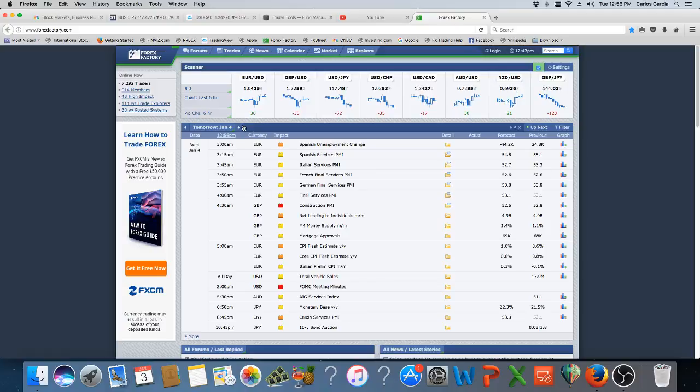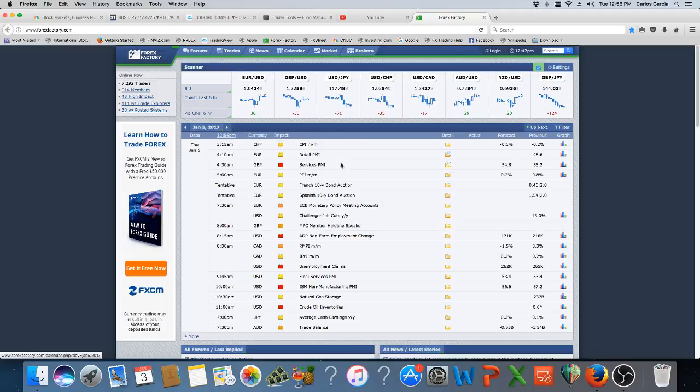Not much other than that, other than the construction PMI for the pound. We had some CPI numbers, inflationary data out of the European Union. And then we also have services PMI in Britain on Thursday. We have non-farm payroll employment change. This is basically our ADP, which gives us a heads up for the NFP number ahead of time. Obviously, it's not gospel, but it gives us a little bit of a hint.